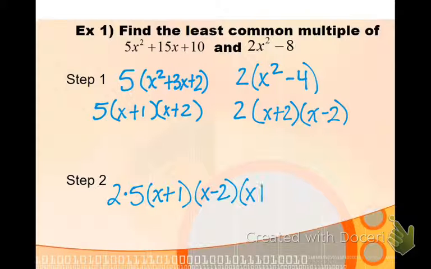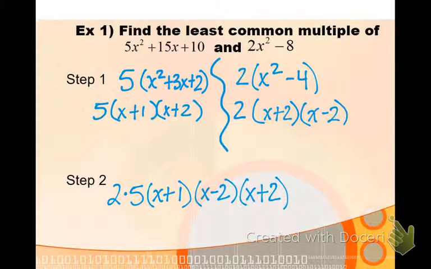And what else? X plus 2. Should I write down the x plus 2 one time or two times? One time. So we kind of have to think about these as like two separate things. The greatest number of times it appears in either expression. It only occurs one time on either side, so we can only write it down once here. Does that make sense? Yes.